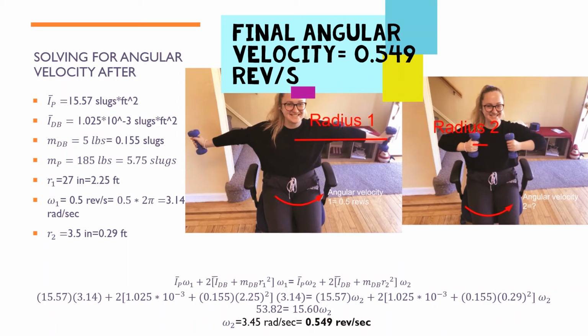This supports the initial prediction that the angular velocity would increase if the radius of the rotation is decreased. It's also important to note that the angular momentum of each dumbbell is multiplied by 2, since 2 are used in the total system. The final angular velocity, like we said, is greater in turn.